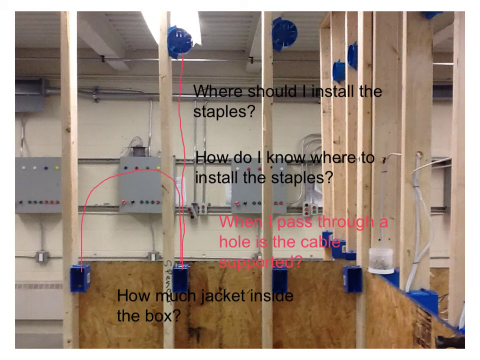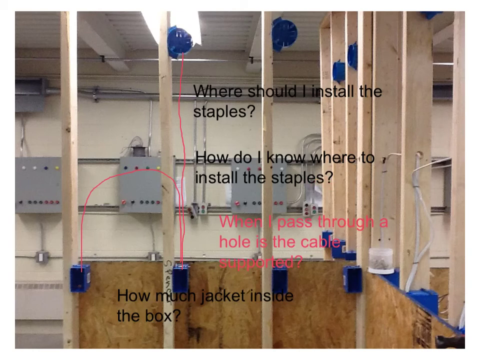This might be the easiest slide to answer. We've covered some of this already, but where should I install the staples? So I've got this run of cable here. So where do I put staples along that run of cable? How do I know where to install the staples?